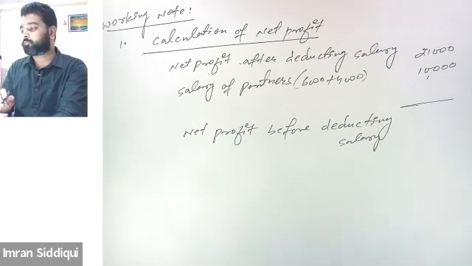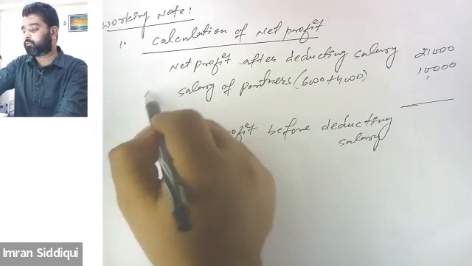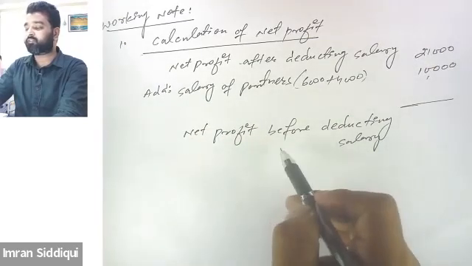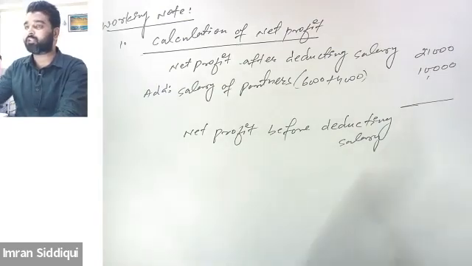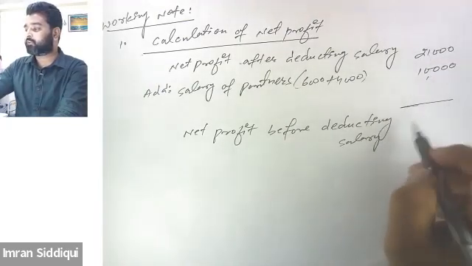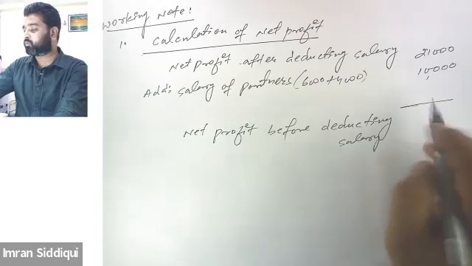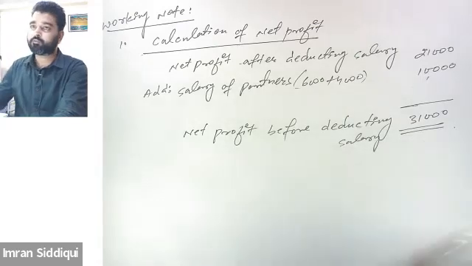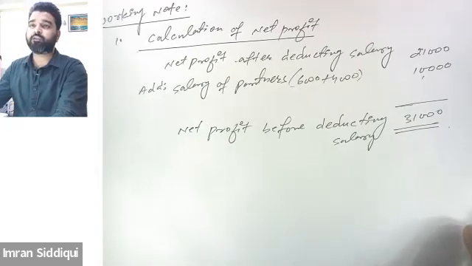Sir, add. Correct. We should add 10,000. Only then we will be able to find out the value of the profit before deduction of the salary. So before deduction of the salary, what would be the value of the profit? It would be 31,000. Is that correct, everyone? Is that clear? Yes, sir.